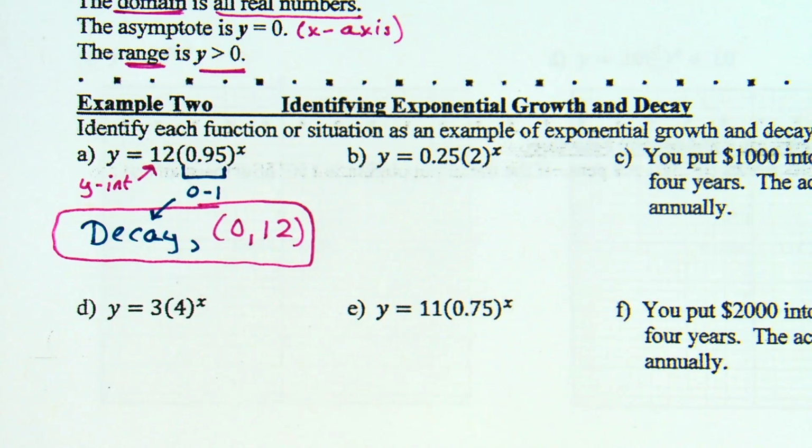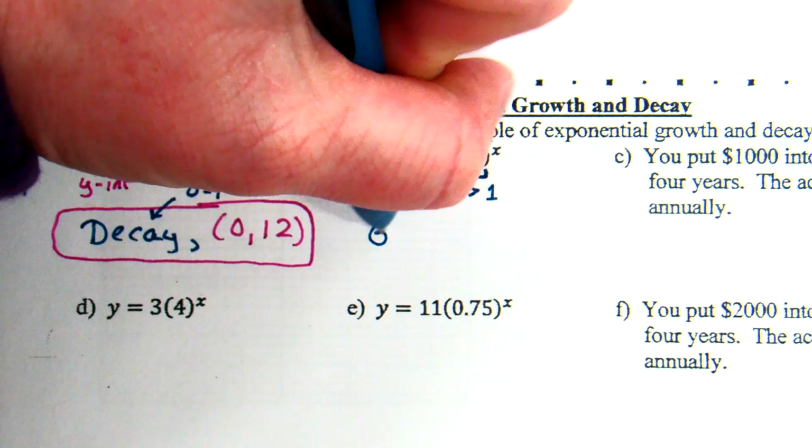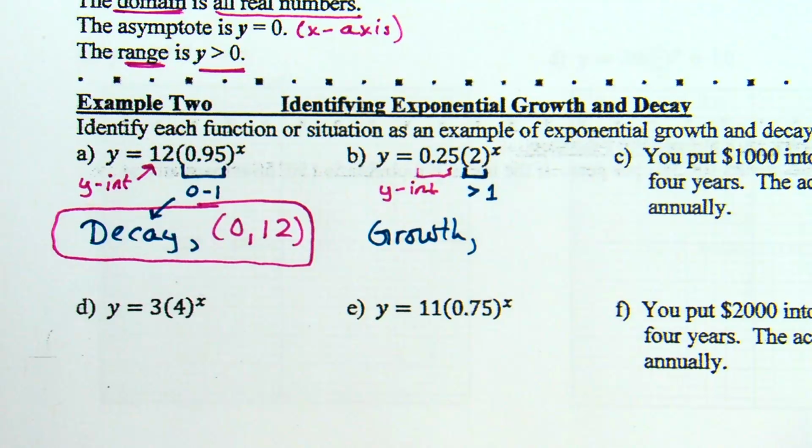25 hundredths, y equals 25 hundredths times 2 to the x. Growth or decay? Why growth? Okay, 2 is greater than 1, so that makes this growth. Y-intercept? Okay. Y-intercept is 0.25. What is that as an ordered pair if you have to give it as an ordered pair? 0, comma, 0.25.